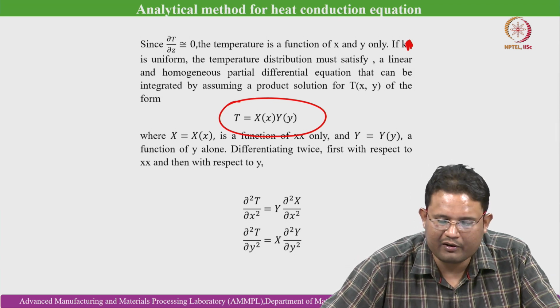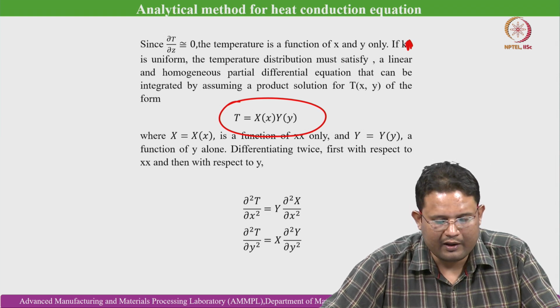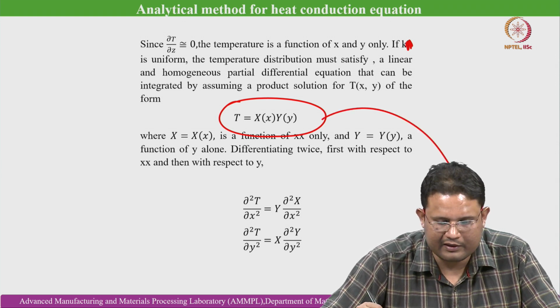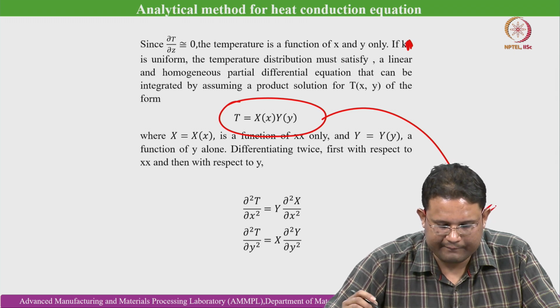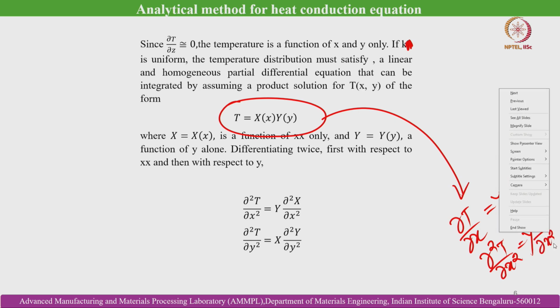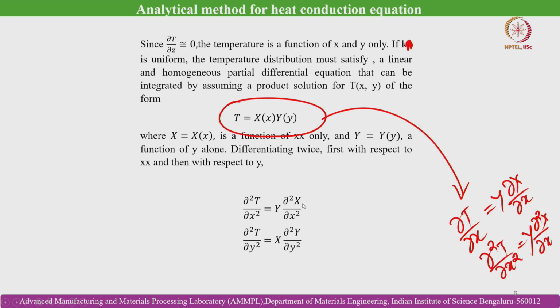Differentiating twice, first with respect to x and then with respect to y, we can get del square T del x square. So the first derivative del T del x gives Y times dX dx, and then del square T del x square is equal to capital Y times d square X dx square. This is what is shown over here, and similarly in the y direction, del square T del y square is equal to capital X times d square Y dy square. This is how we can differentiate twice the above function, that is written at the top.